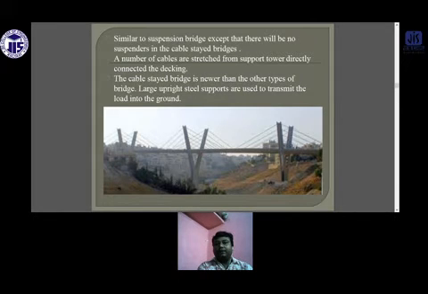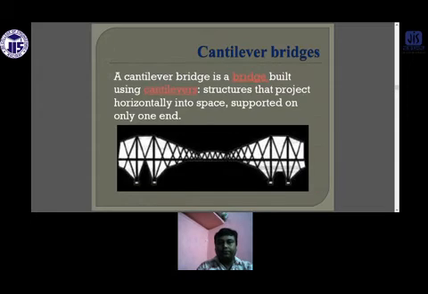This is similar to suspension bridges, except that there will be no suspenders in cable-stayed bridges. A number of cables are stretched from the support tower directly to the decking. The cable-stayed bridge is newer than the other types of bridges. Large upright steel supports are used to transmit the load into the ground.